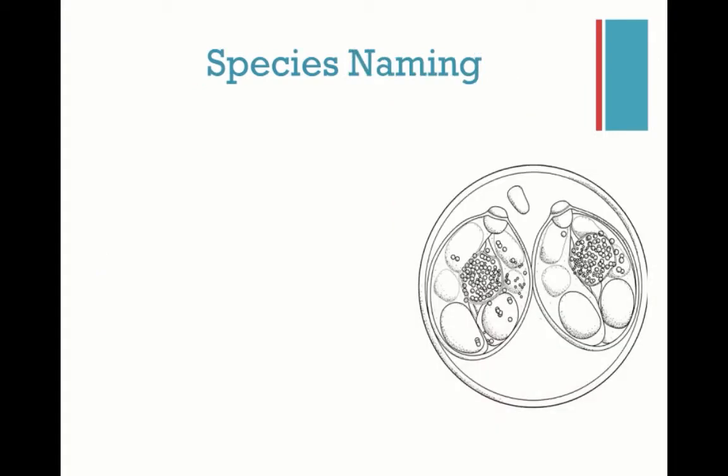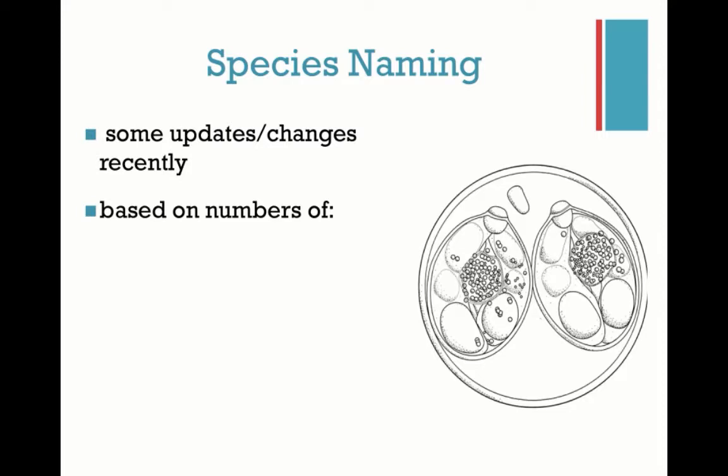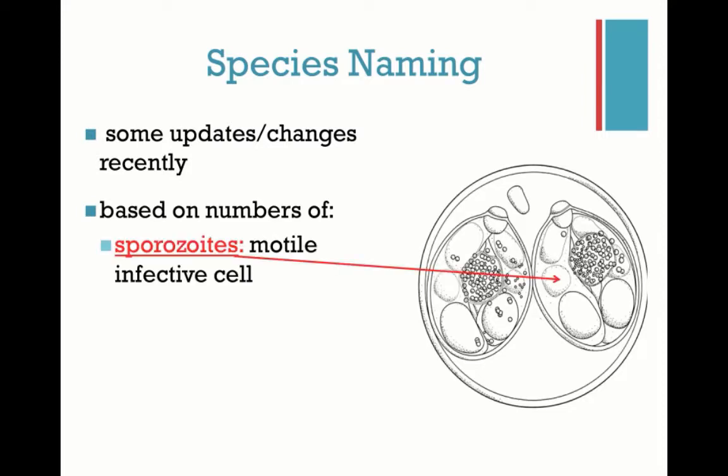So the way Coccidia are named, even scientists are pretty confused about this. There's been a lot of changes and updates recently, and they're trying their best to classify each species so we know exactly what we're dealing with. It's based on the number of sporozoites, which are the motile infective cell. So they're the cell that is going to break out in the gastrointestinal system and cause infection. And they're this oval cell right here, and they're the ones that reproduce.